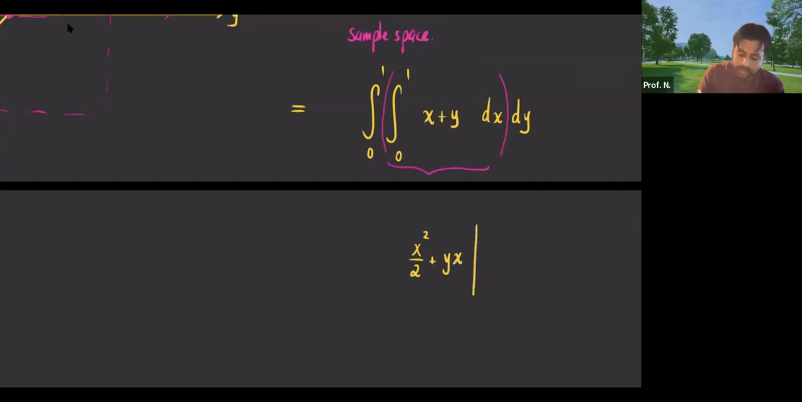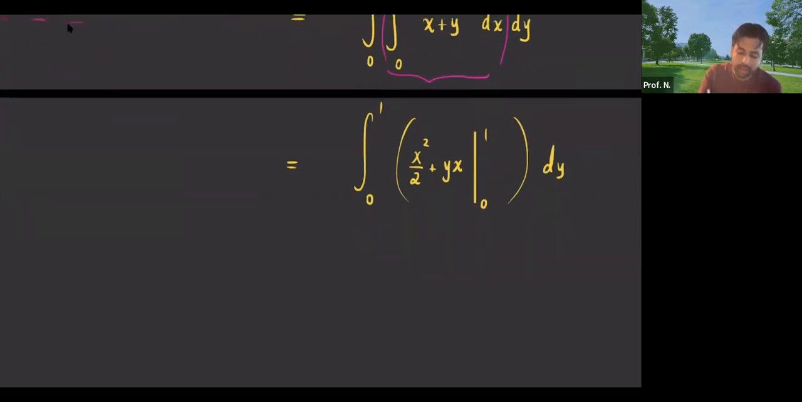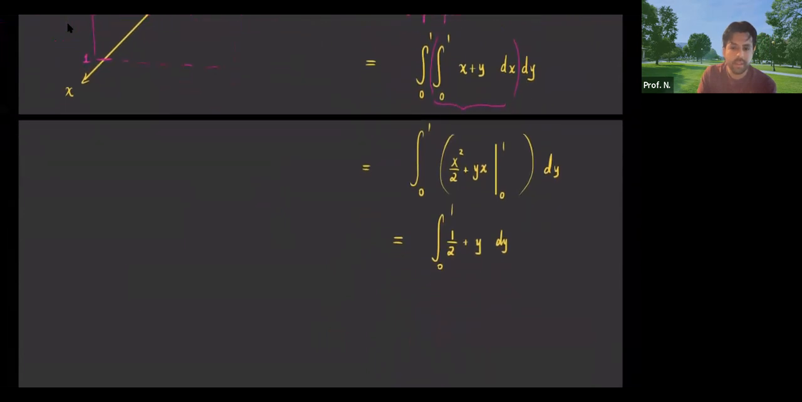And then this is being evaluated from 0 to 1. Again, this is just the inside. The outer integral is still going to be on the outside, but we're just doing the inside first. So when I evaluate this, what happens with the x's? When I plug in 1, I get a half plus y, and when I plug in 0, it just goes away. So I have the integral of 1/2 plus y dy from 0 to 1. Do you guys see that? I'm looking at the inside first and then the outside.